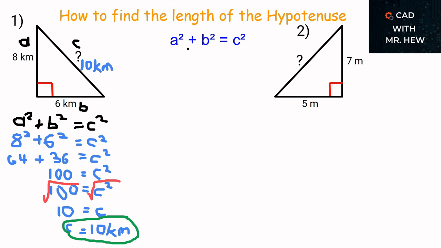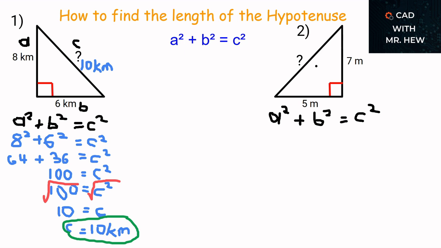All right, so the first step is to write out the formula, okay? So we're going to write a squared plus b squared is equal to c squared. All right, so that's the formula, right? Good. Now, the first thing we have to do, you have to make sure there's a right triangle. If it's not a right triangle, we cannot use this formula, okay?